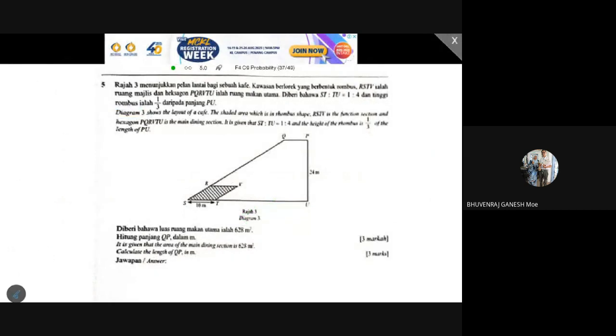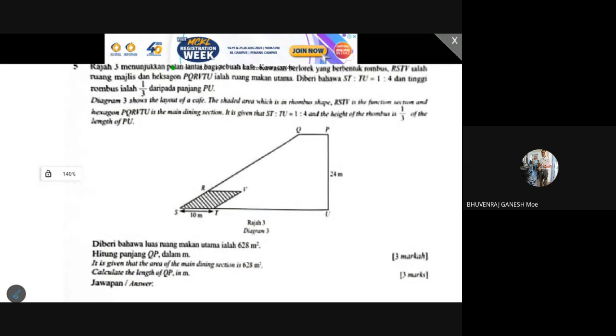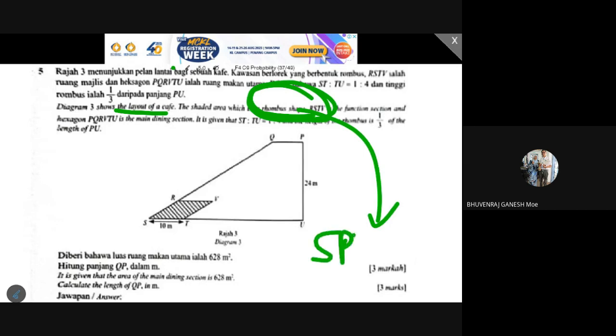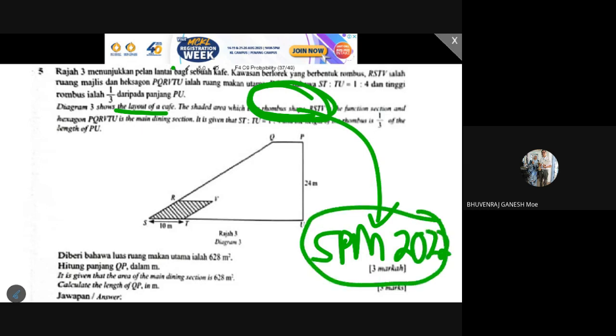Okay, this one is not that hard, but slightly higher level. This is also a lower form topic. They show a layout of a cafe. Rhombus, guys. First thing I tell you: when I sat for this paper in SPM 2022, all my friends asked me one question.